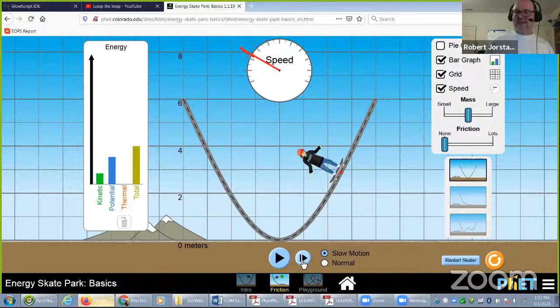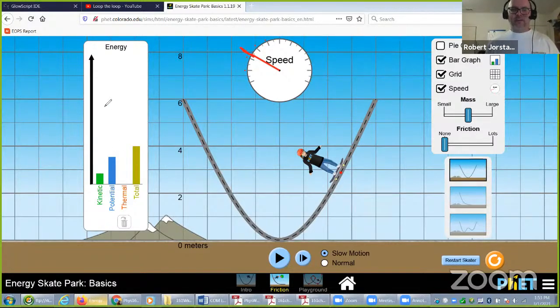Obviously, this is a simulation, but they're trying to code it the same way that I would as well. And notice we see that you get half the speed at 3/4 of the height. This is counterintuitive. Don't forget, it comes from the fact that you have a 1/2 mv squared.